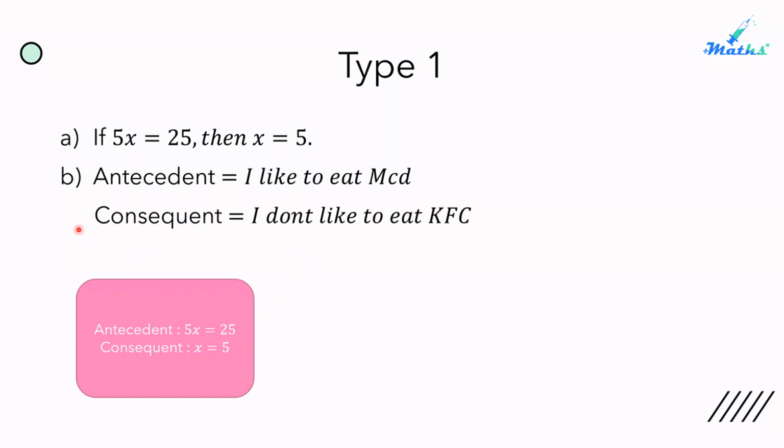For the second question, it gives you the antecedent and the consequence, and you will need to make a statement. And here is the answer. You just need to add the "if" at the front of the antecedent and add a "then" at the front of the consequence, which is if I like to eat McDonald's, then I don't like to eat KFC. It's quite easy, right?